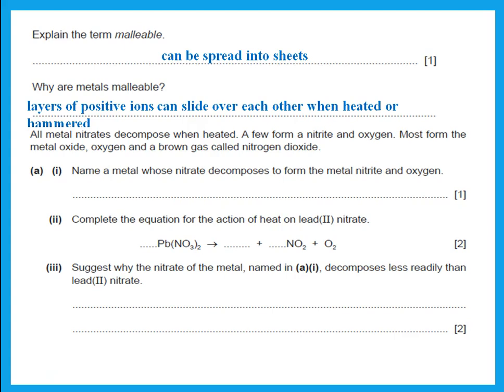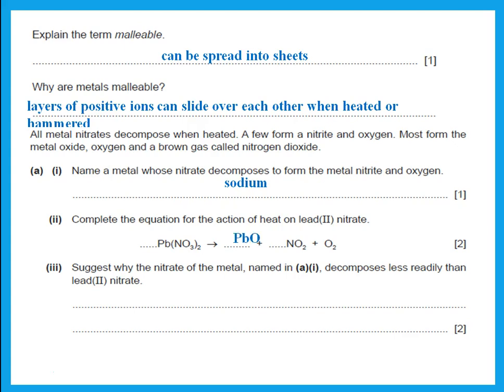All metal nitrates decompose when heated. A few form nitrite and oxygen. Most will form metal oxide, oxygen, and a brown gas called nitrogen dioxide. So which does which? We said which one will form nitrite and oxygen? The nitrates of group 1. Group 1 will form nitrite and oxygen. So when he says name a metal whose nitrate decomposes to form nitrite and oxygen, you can choose any metal from group 1.